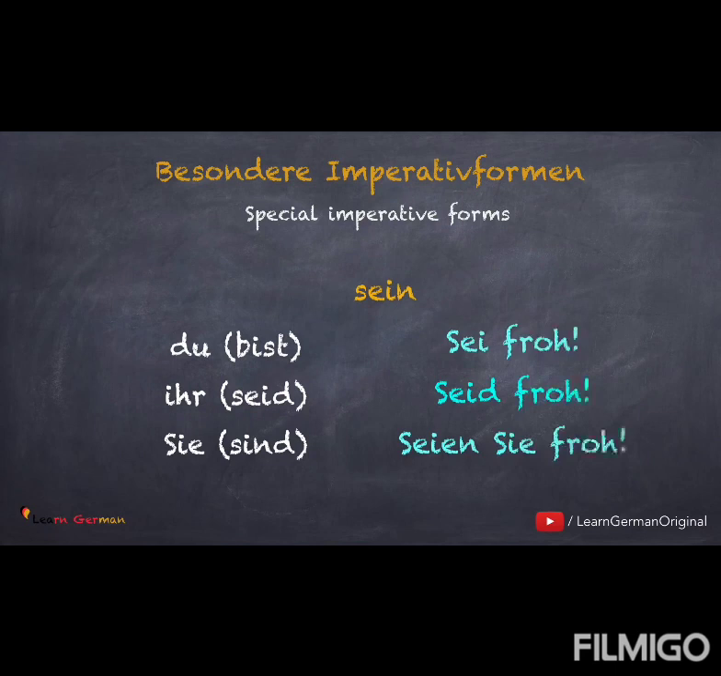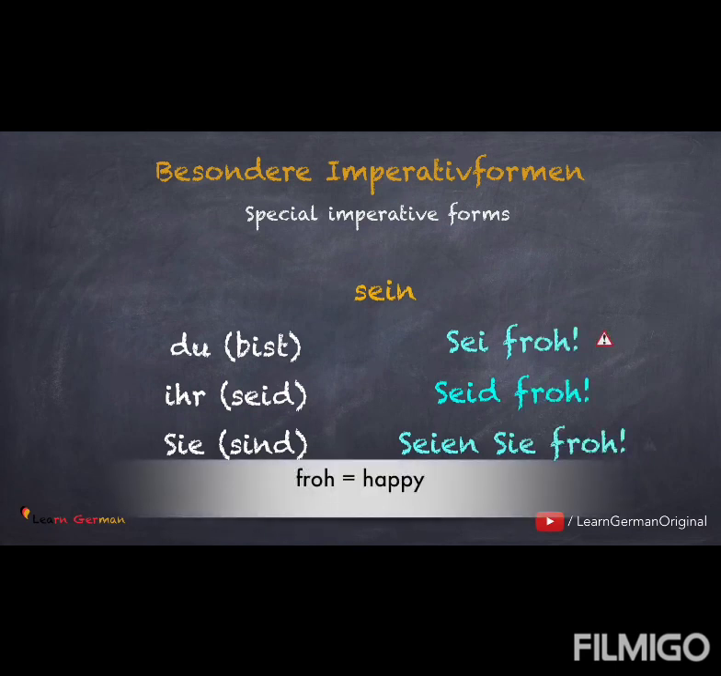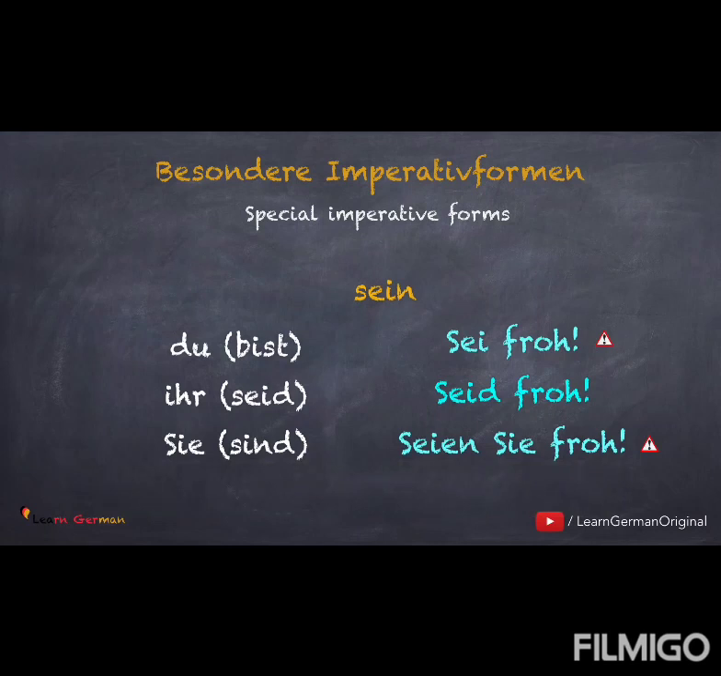Let's do the next verb, which is sein. In du form, you would say sei froh. For ihr form, you would say seid froh. For Sie form, you would say seien Sie froh. So for the verb sein, the du and the Sie forms in imperativ are special. Just learn them as they are.